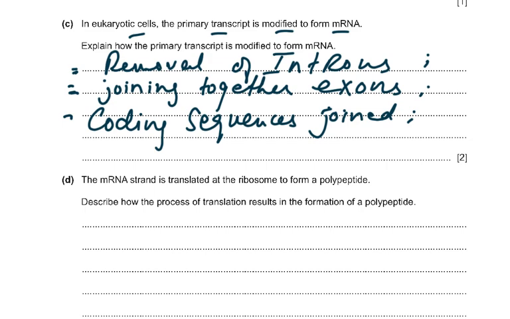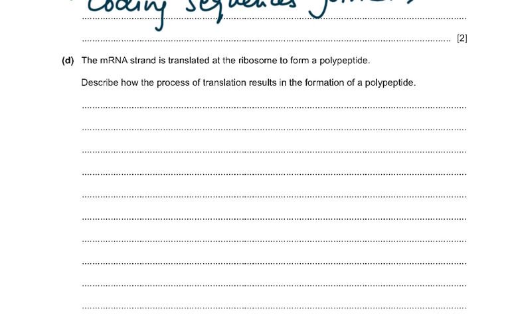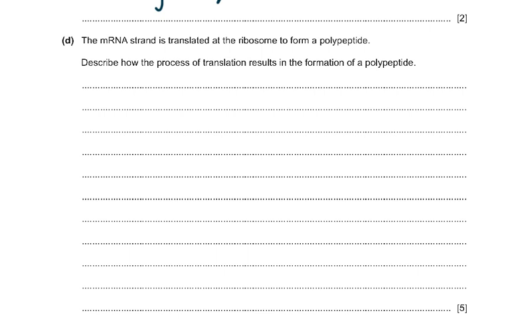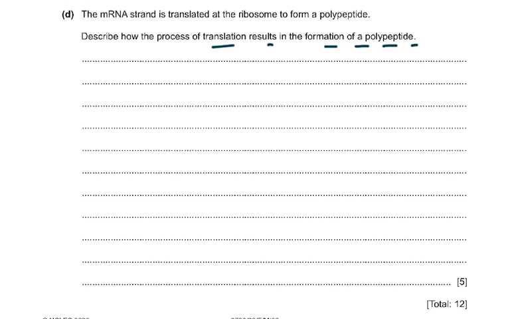Then coming to the D part of the question: the mRNA strand is translated at the ribosome to form a polypeptide. Describe how the process of translation results in the formation of a polypeptide. That's 5 marks. It's a lot of marks. And this is the last part of the question and the last question in the exam. So what are we going to talk about?